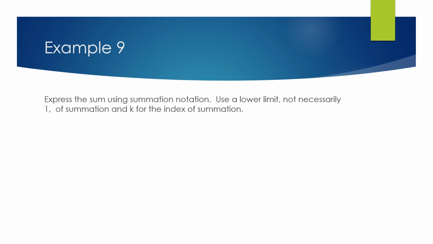Example 9. Express the sum using summation notation. Use a lower limit, not necessarily 1, of summation and k for the index of summation. So we have 7 plus 8 plus 9 plus all the way up to plus 27. So I noticed I'm starting with 7. I'm just using consecutive numbers. All right, so basically I'm going to start with 7. So k equals 7, and then all the way up to 27. It's just the number that I'm adding, nothing else. So that's it.